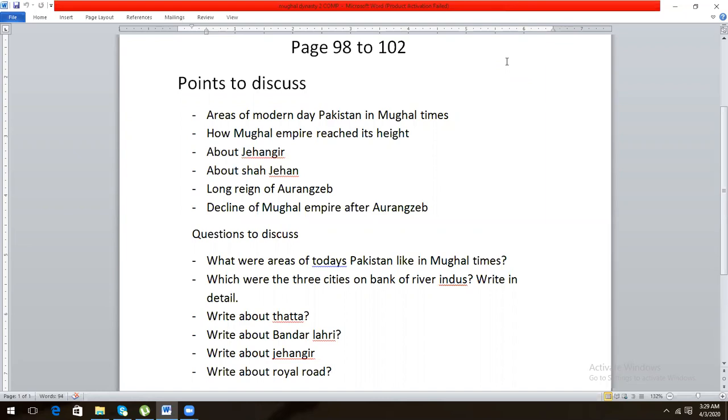Today I'm going to discuss a history lesson. It's about Mughal Dynasty 2. The pages we are going to discuss are from 98 to 102. These are the points I will tell you about. What is in this chapter.